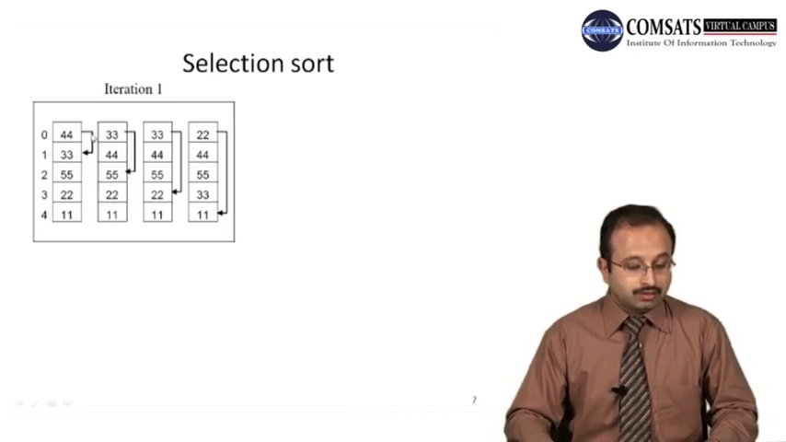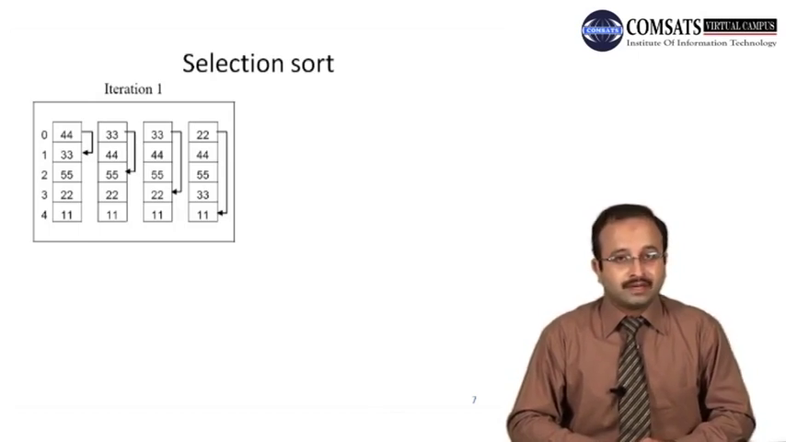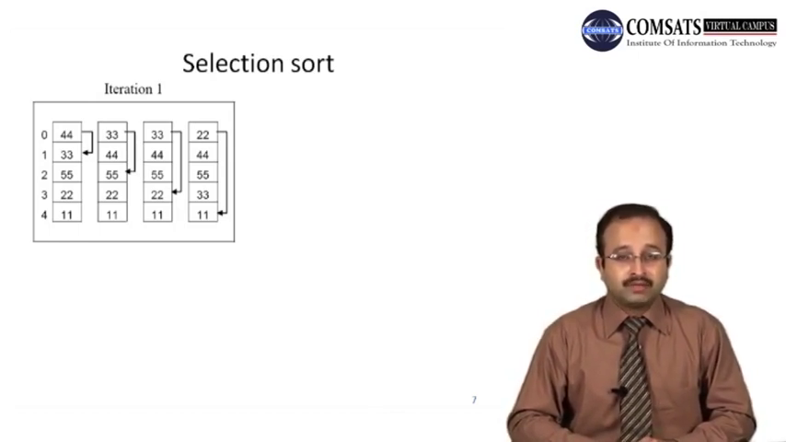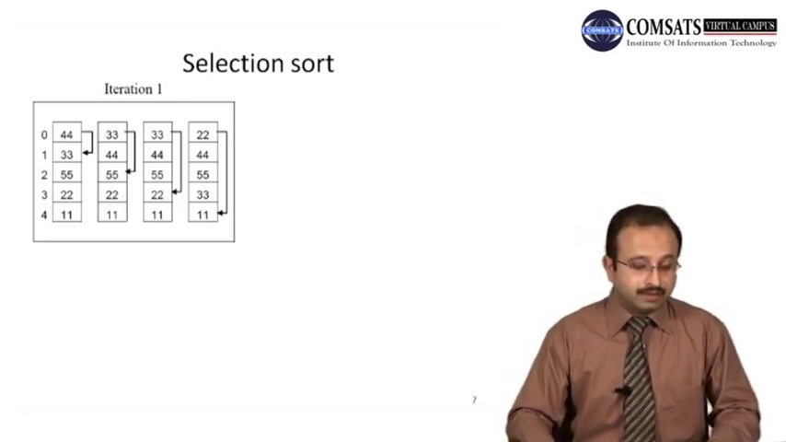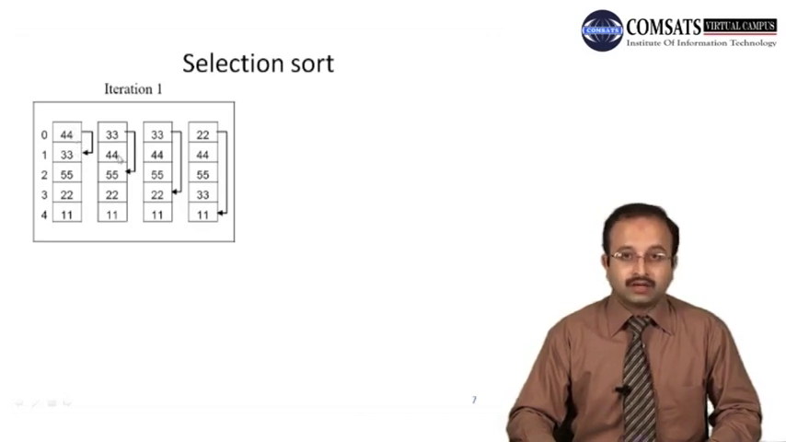First you compare the 0th index element with the 1st element. So in the first iteration you compare the 0th index element with all the other elements, and you will perform swapping. That means you interchange the values if the 0th index value is greater than any of the other indexes' values, right? For example, in iteration 1 of the outer loop, first you compare the element at the 0th index with the 1st index. The element at the 1st index is smaller, so you have to swap these values. That means you interchange these values. So 33 comes up and 44 comes at the 1st index, right?